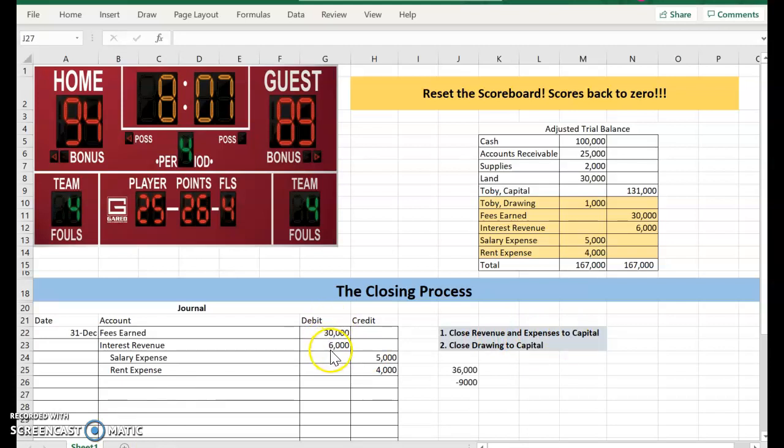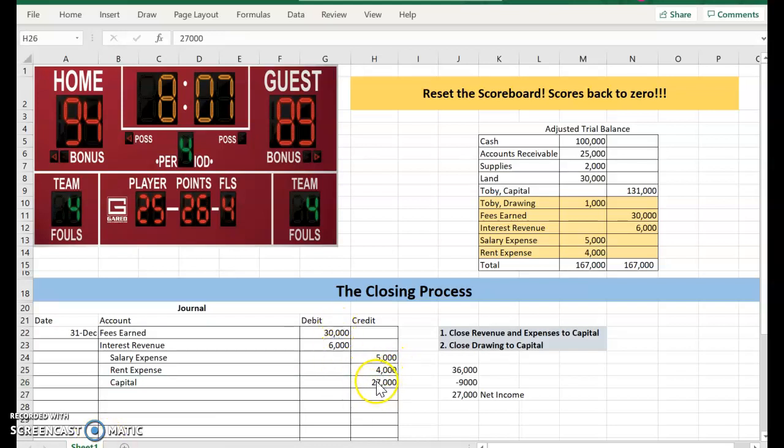So if I add up my debits right now, I have $36,000 in debits and I have $9,000 in credits. So what this means is if I have $36,000 in revenue, and really this is $9,000 in expenses, the difference is net income of $27,000, which is what I'm trying to transfer to capital. So what I'm going to do is transfer this to capital. So I need to see if I need a debit or a credit. My debits are 36. I need my credits to also be 36. So I put it on the credit side, and now my debits equal my credits.